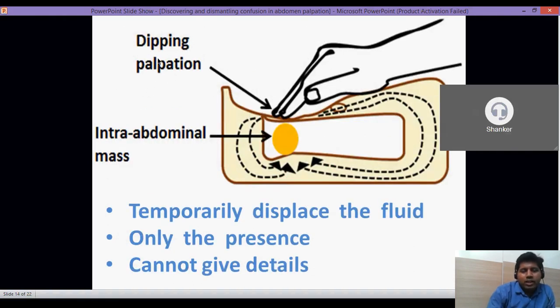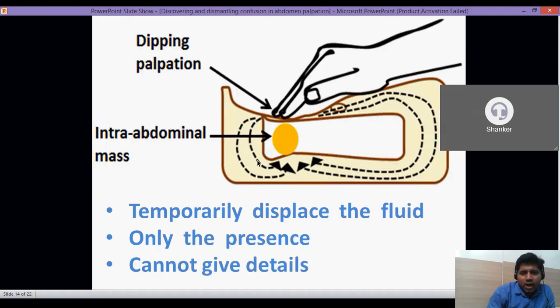So if you look at the dipping palpation, what's happening here? The whole of the hand lies flat. As I said, the metacarpophalangeal joint, you can see that also is bent, and what is not shown is the sudden jerk. That can't be shown in a 2D picture. So a sudden jerk is what you will be doing.